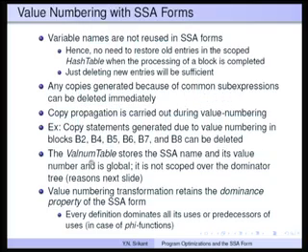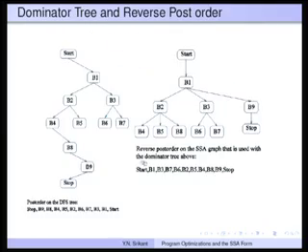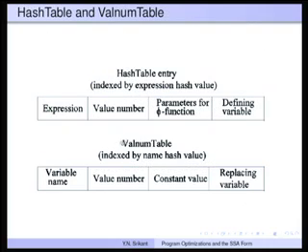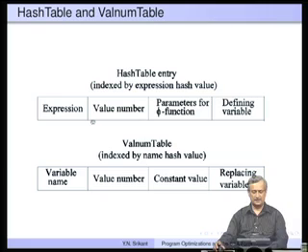I wanted to show you the picture of the valnum table, that is here. The hash table entry has an expression and it is indexed by expression hash value. When we say expression, a Phi function is also an expression. So, along with the value number of the expression, we must also have the parameters of the Phi function. There are many parameters. Those are also stored, these will be useful later on.